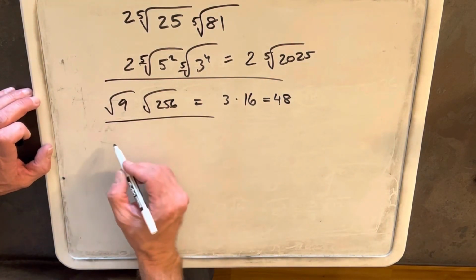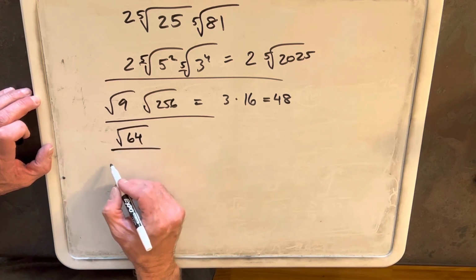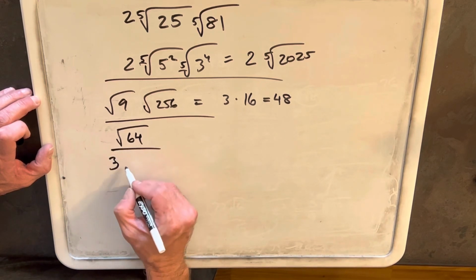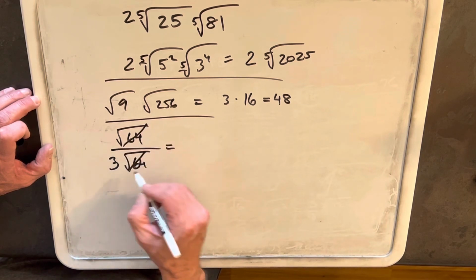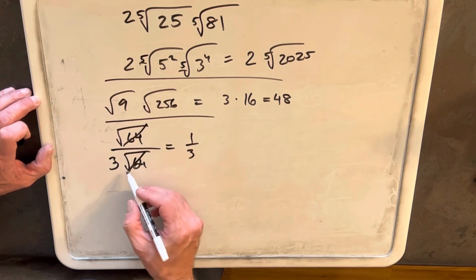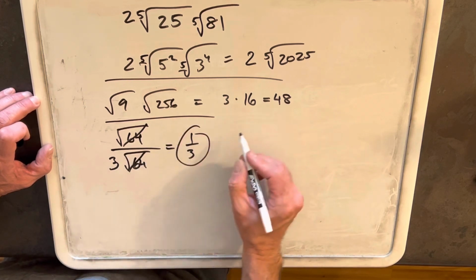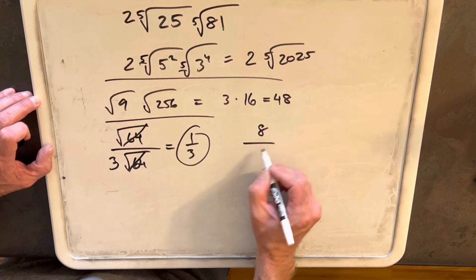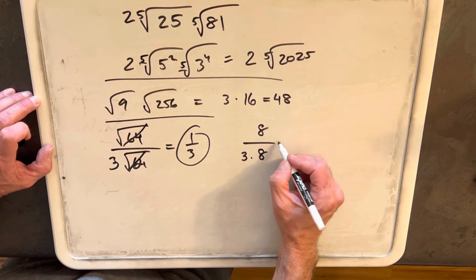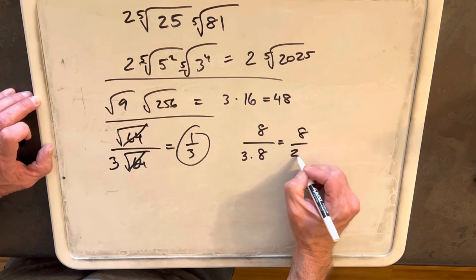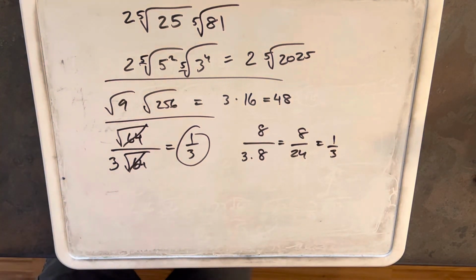Oh, here's an easy one, but it's kind of fun. Square root of 64 over 3, square root of 64. You could do it a different way. Square root of 64 is 8. 8 over 24, and that reduces to 1/3. Just making things harder on myself there.